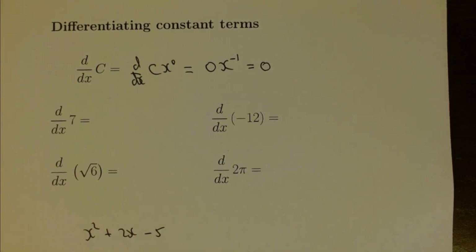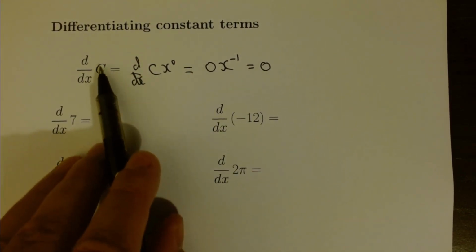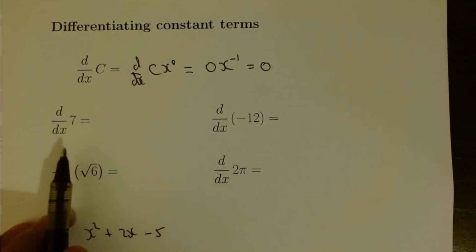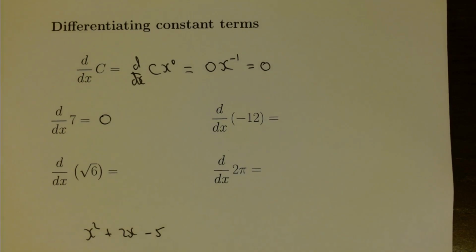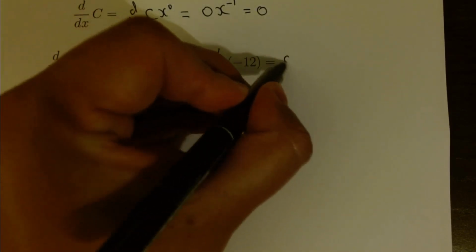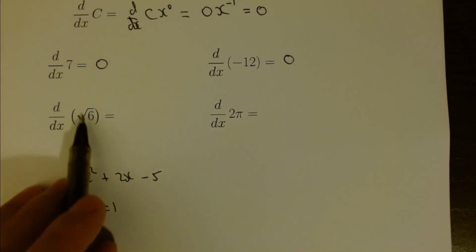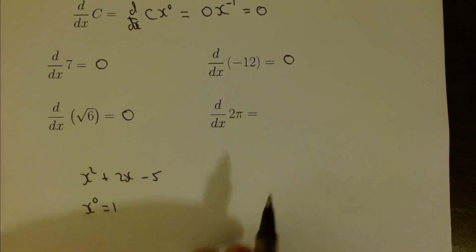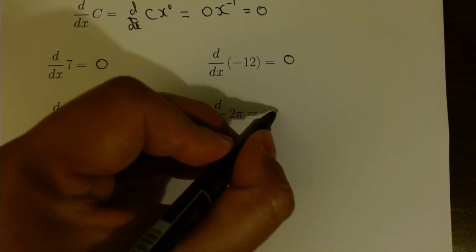And in general, we can miss out all these steps. We just go from here directly to there. So if we want to differentiate 7, it just becomes 0. The derivative of minus 12 will become 0. And root 6 is still a constant, so that becomes 0. And 2 pi is also just a constant, so that becomes 0.